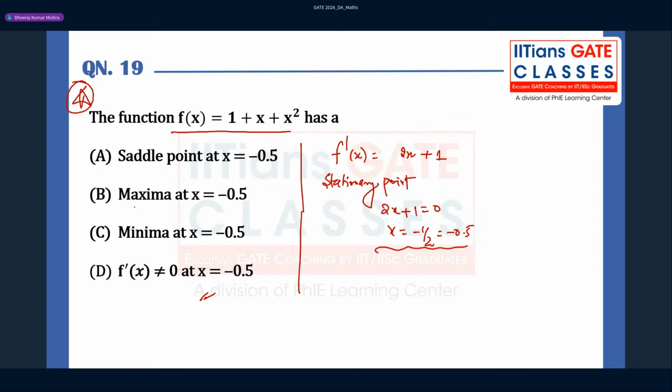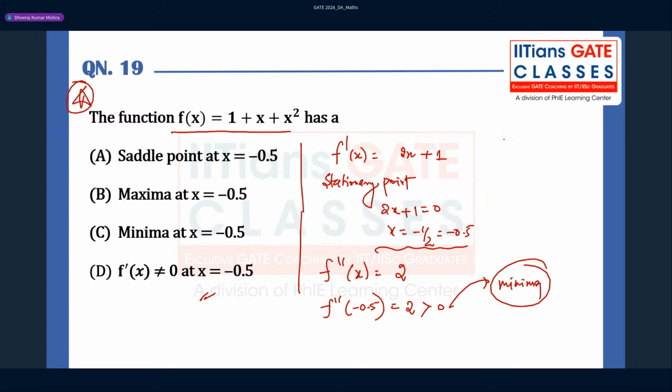Now, in order to investigate whether it is minima or maxima, you have to go for the second derivative also. Second derivative f''(x) you can find out. It becomes 2 only. If you plug in the stationary point, if this comes out to be positive, and it is coming out to be positive, it means there will be a minima.